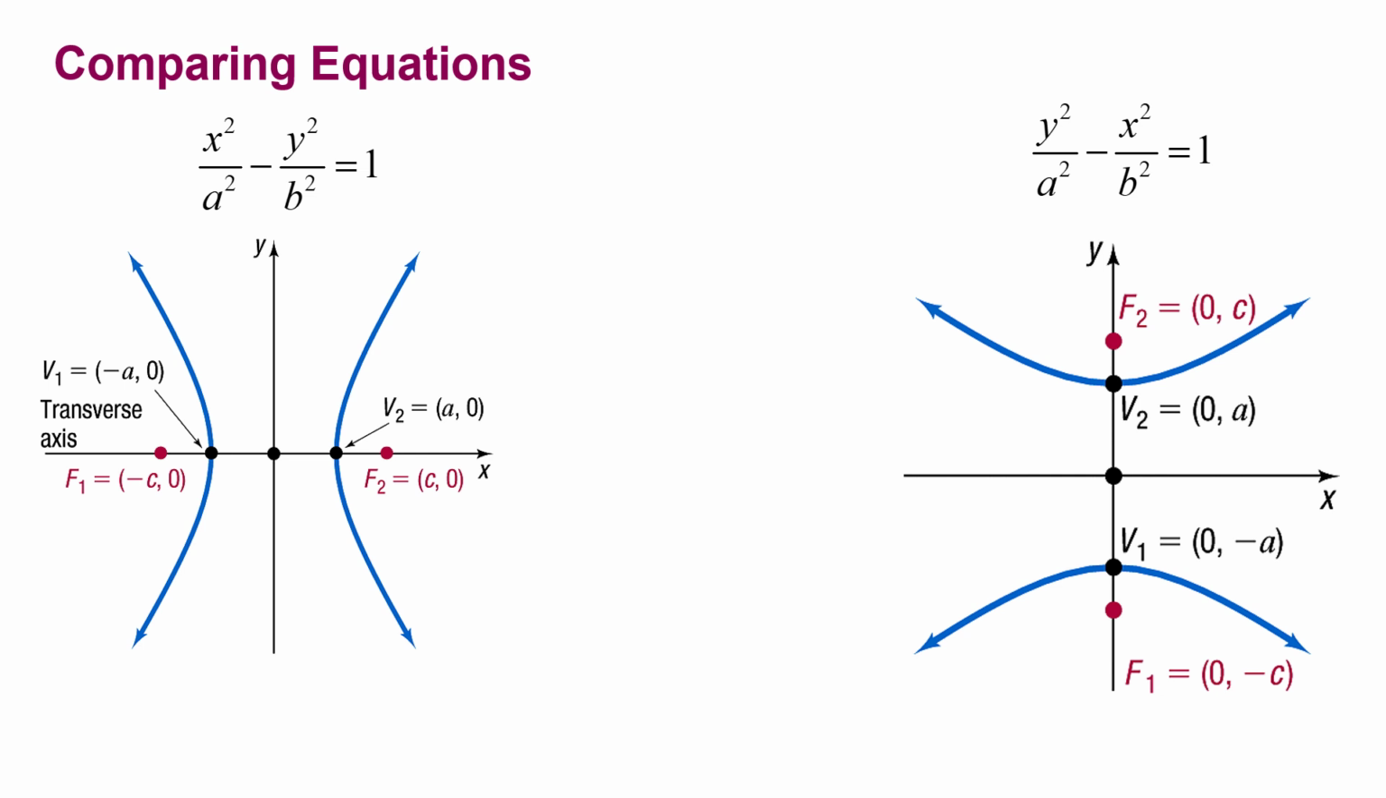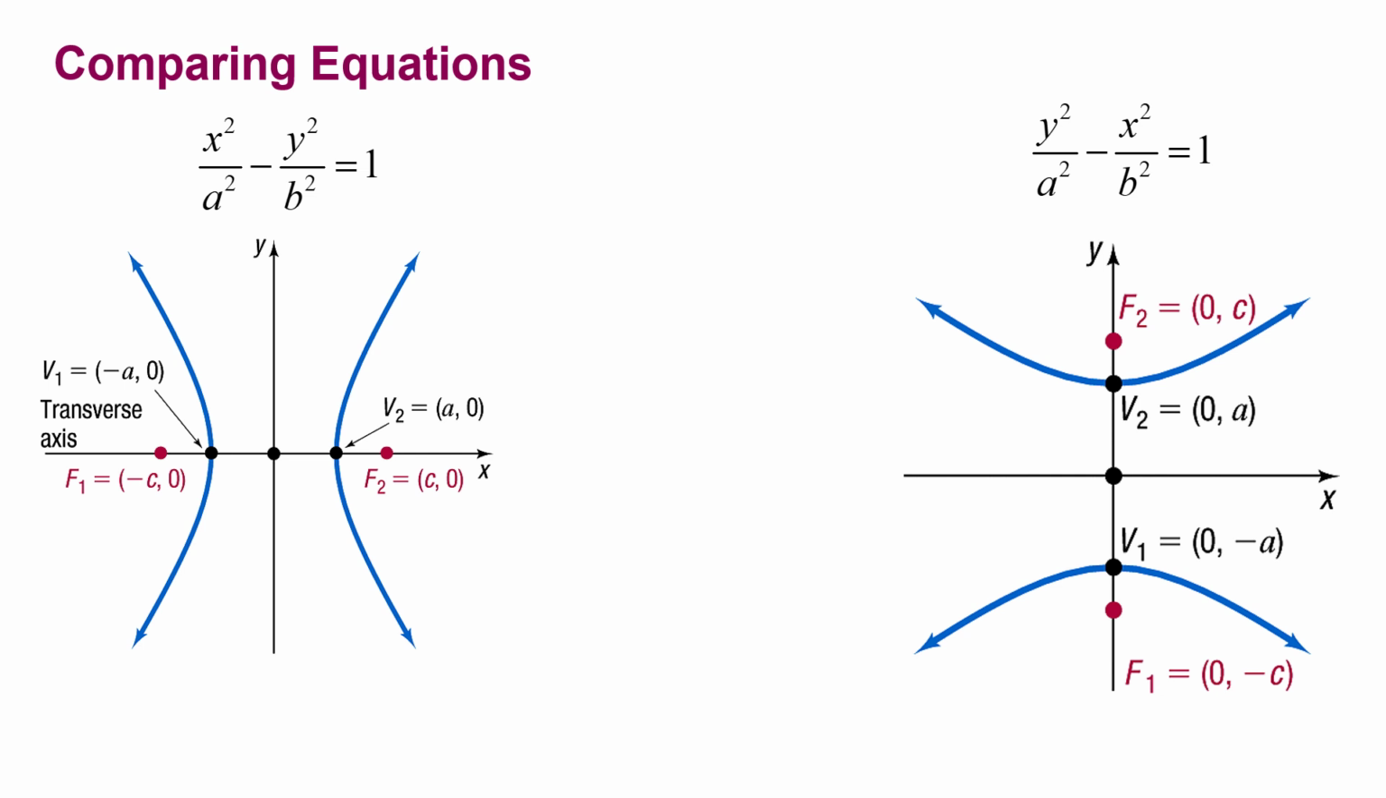Let's take a moment to make a couple comparisons between the two equations we have for a hyperbola. For the equation x squared divided by a squared minus y squared divided by b squared equals 1, note that the transverse axis is along the x-axis. For the equation y squared divided by a squared minus x squared divided by b squared equals 1, note the transverse axis is along the y-axis.